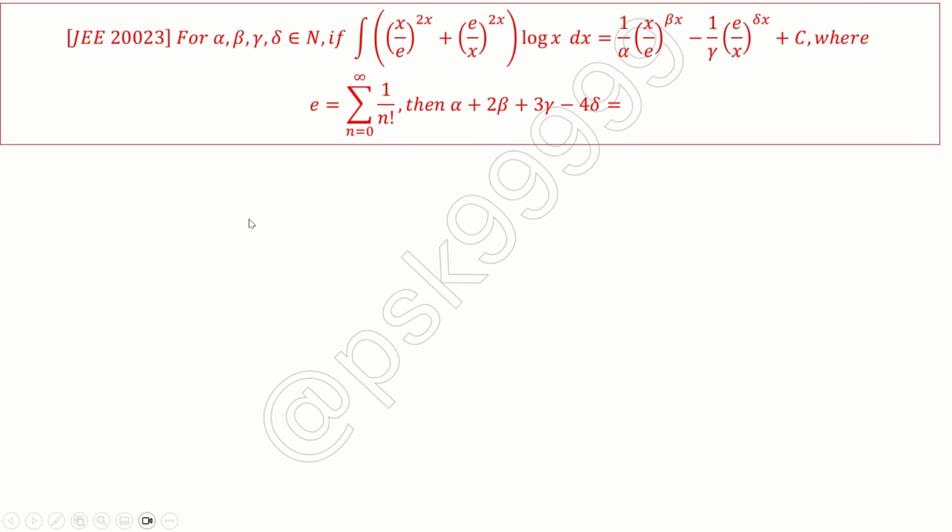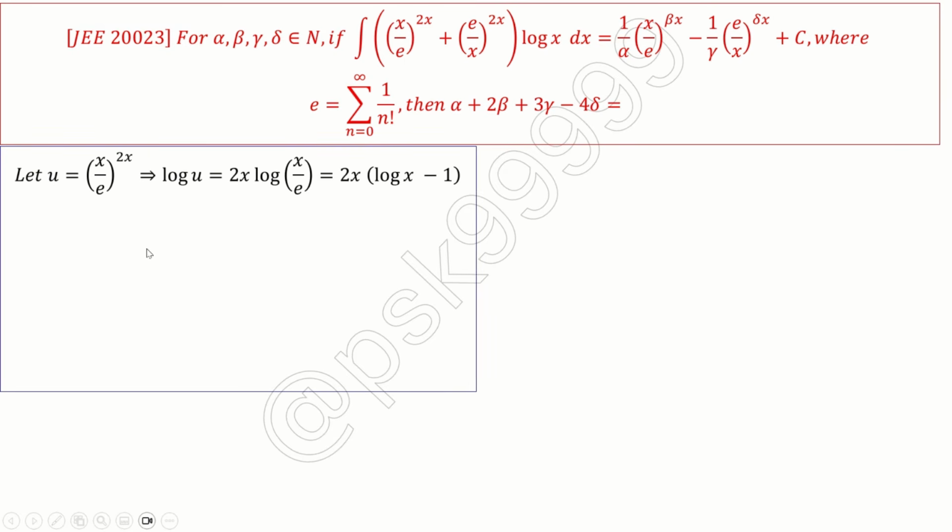Okay, yeah, this is an interesting question. We know that we can solve this using logarithms, right? So let's do it independently actually. Okay, so first thing is you take u as (x by e) whole to the power of 2x. So log u is nothing but 2x into log of x by e, which means 2x into (log x minus 1). Correct? This is log x minus log e.